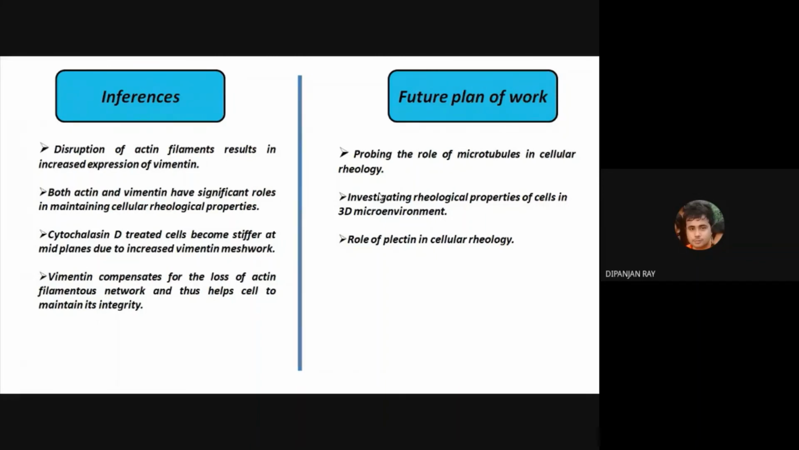And the last thing that we'd like to observe is the role of plectin in maintaining the cellular rheology. Plectin is a protein which interlinks all of the cytoskeletal components such as vimentin, intermediate filaments, actin, and microtubules. So we would like to see what happens when we knock down plectin and what is the effect of this on cellular rheology.